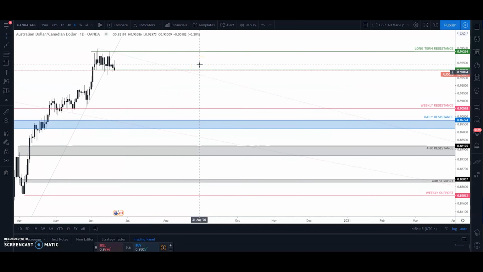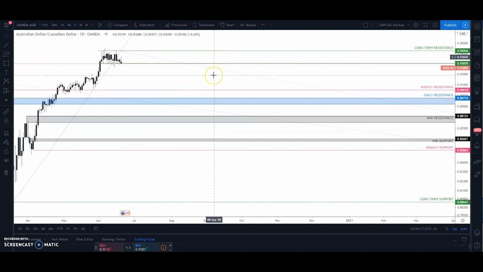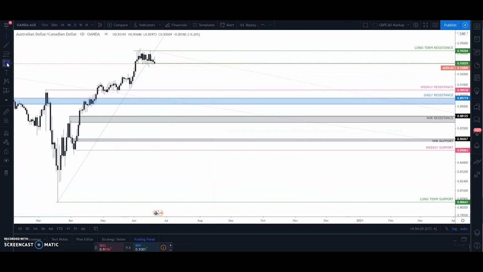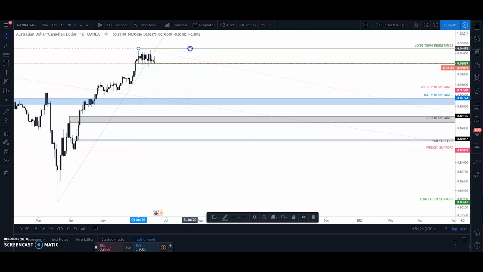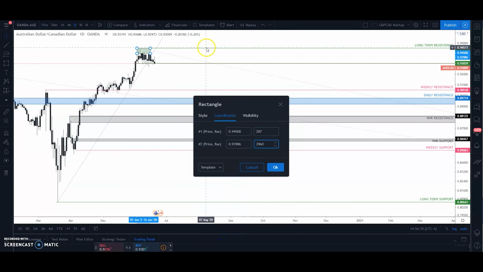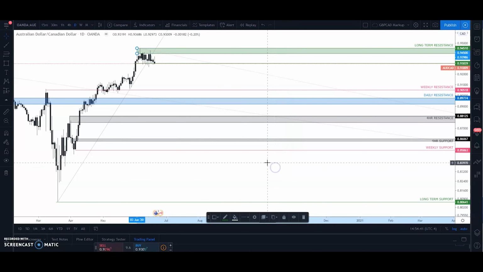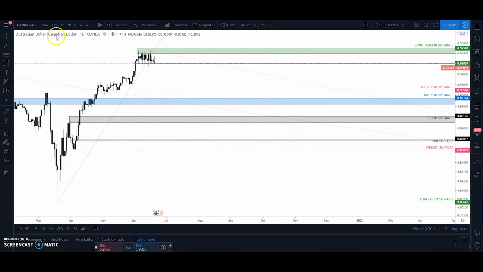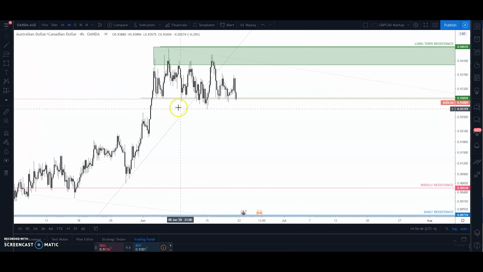And I didn't draw a zone for my long-term resistance. So actually, I'm going to move this up. And then I'm going to draw the zone from the top of the wick to the top of the body of the candle. And we're going to change this to our long-term zone and add a 0. Okay. And let me go down to my 4-hour.